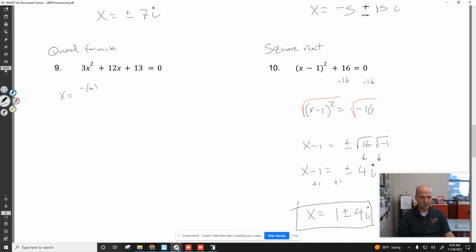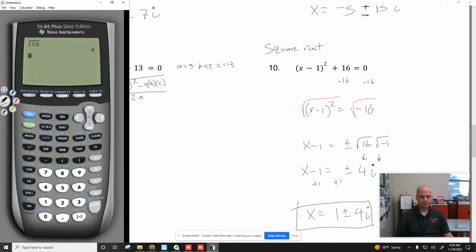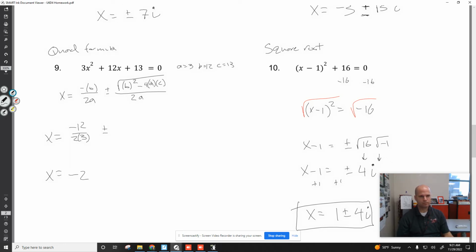x equals the opposite of b over 2a. I like using parentheses around here. Plus or minus, on the top, the square root of b squared minus 4 times a times c. Use parentheses, all over 2 times a. Identify what a is. Identify what b is. Identify what c is. Start using your calculator. The opposite of b over 2 times a. Okay, that's just negative 12 over 6. And that's negative 2.